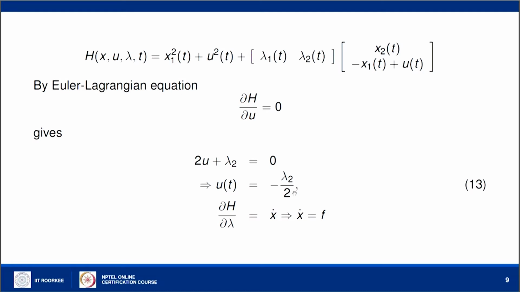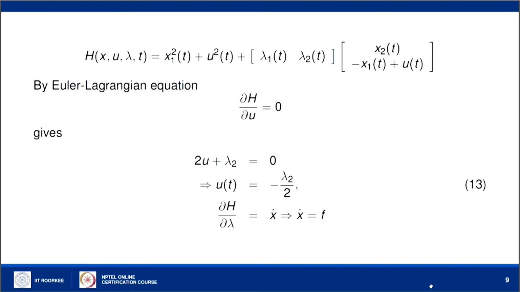So u is equal to minus lambda 2 by 2. So the control u is given by minus lambda 2 by 2. Now del H by del lambda is equal to x star is the second condition, but del H by del lambda is nothing but small f. From here we can see directly that the condition gives x dot equal to f, which is the same equation as given in the statement of the problem.